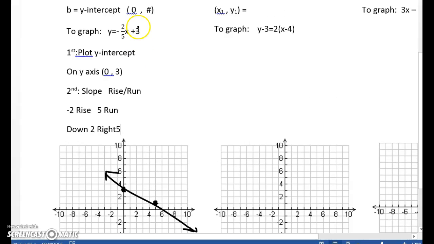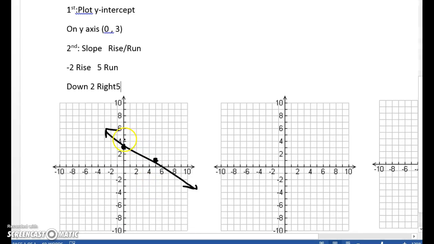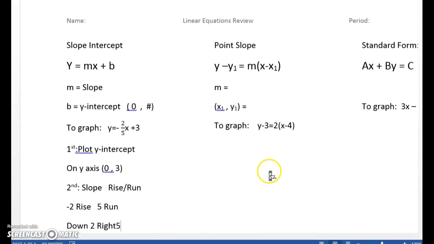It's got our y-intercept, and then we use our rise over run to plot that other point, starting from the y-intercept. So notice how I went to this y-intercept and then went down 2 to the right 5. Okay?